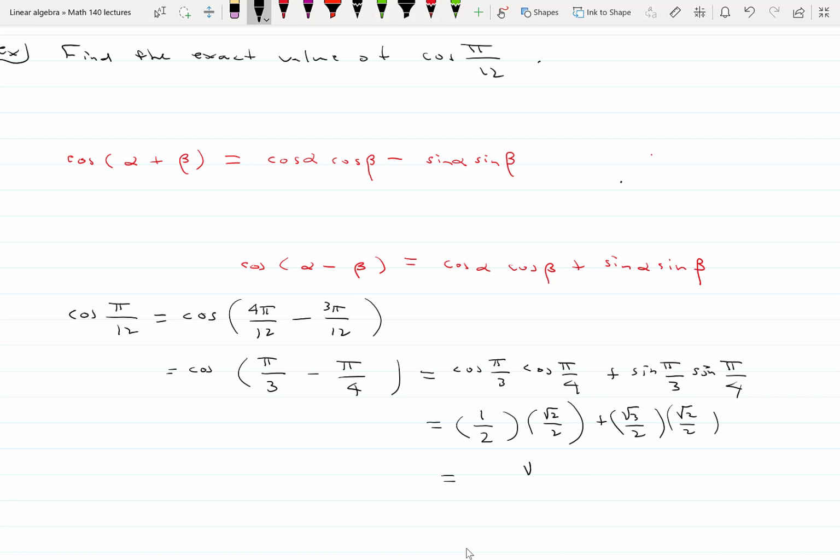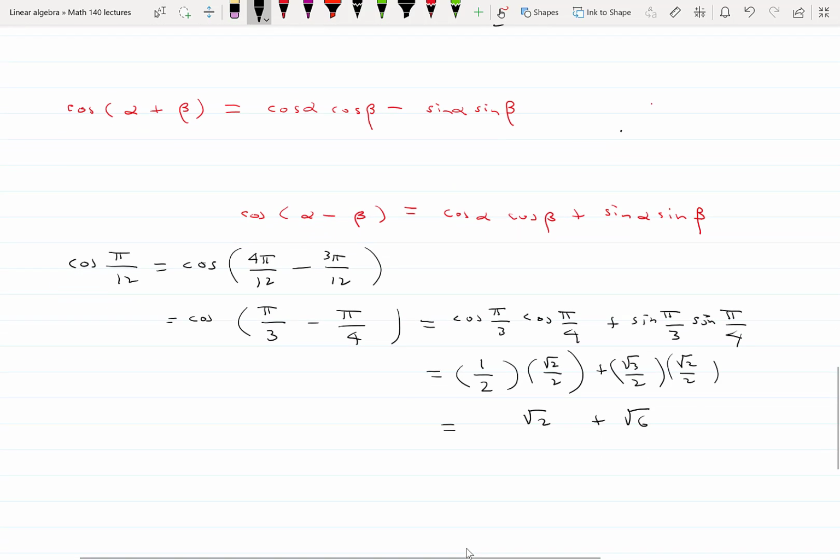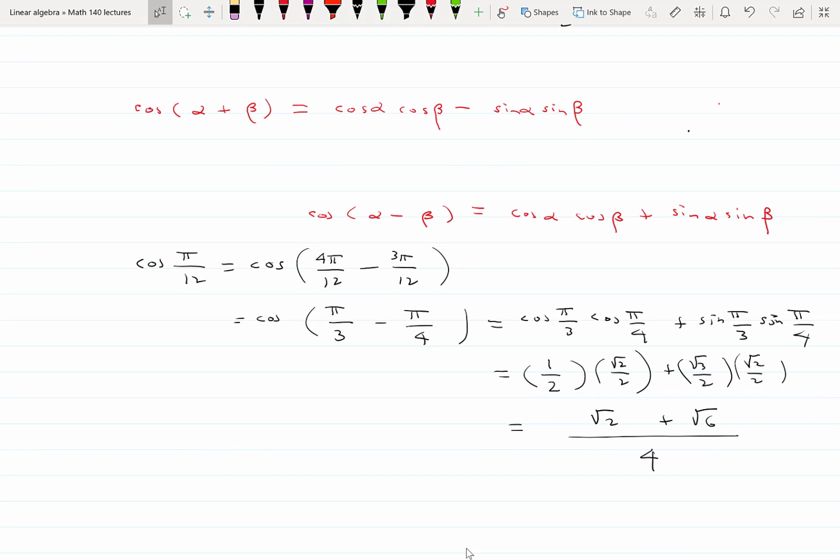So using our radicals from algebra, 1 times radical 2 is radical 2, radical 3 times radical 2 is radical 6, and the common denominator in these fractional expressions is 4. So radical 2 plus radical 6 over 4. That's the exact value of the cosine of pi over 12.